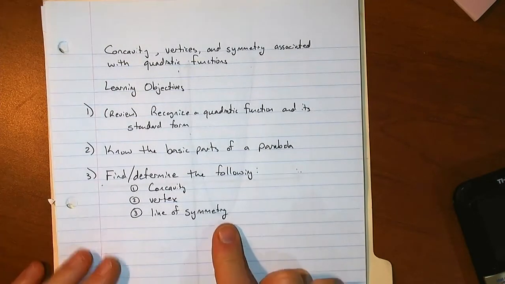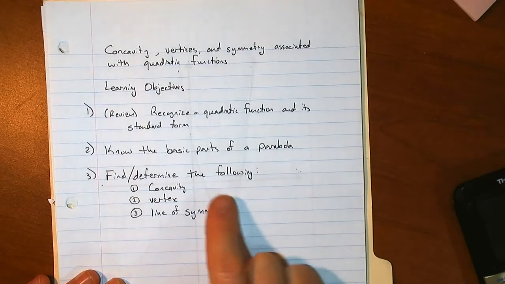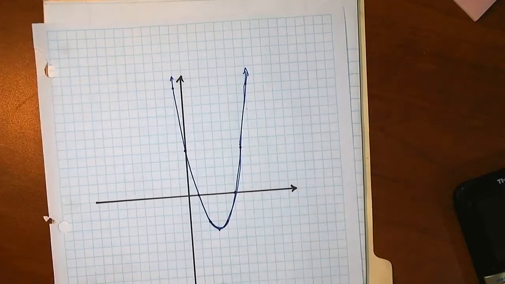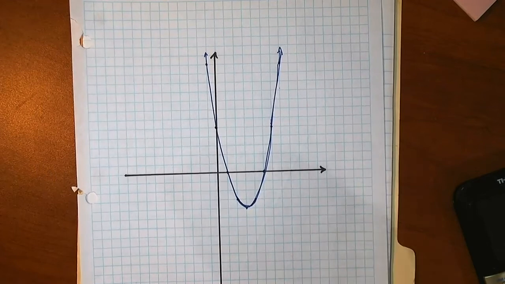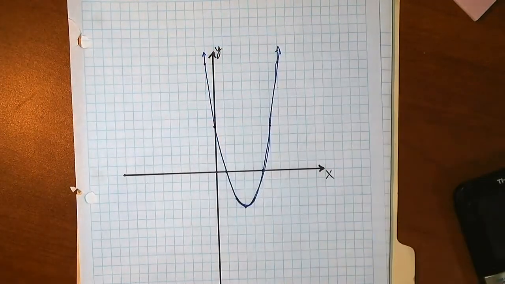And we're going to kind of get started in reverse order. We're going to start by talking about the basic parts of a parabola and making sure that we can find these 3 things on the graph. So here I have just a random parabola. This is not any particular parabola, certainly not a parabola whose equation you need to know or anything like that. There's my x-axis, there's my y-axis, and there's my parabola.